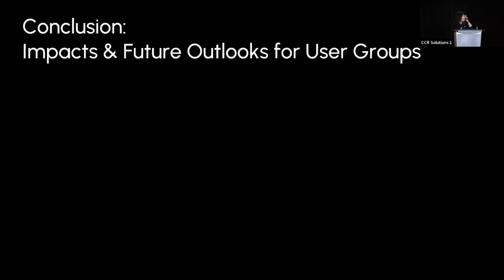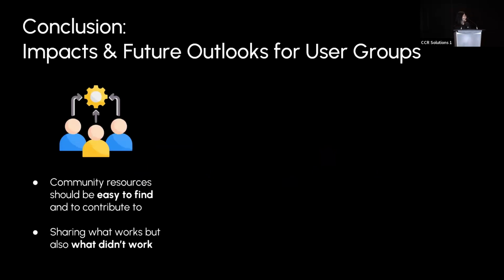And so thinking about what impacts and what future outlooks we have for the user groups, the first one I kind of immediately thought of was really to make the community resources more easy to find as well as to contribute to, because it's all about the people and the users. So if they need to find something, ask a question, find someone, I hope that they're able to do that.